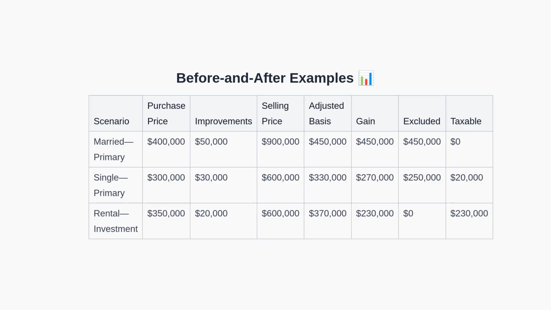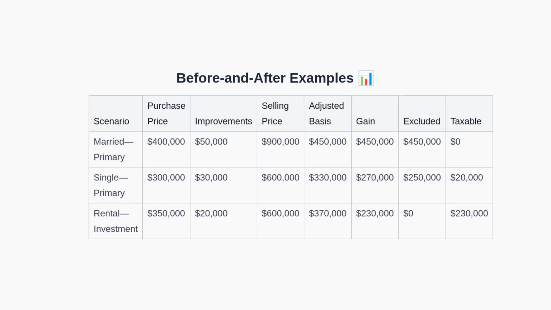In the second row, a single seller bought for $300,000, added $30,000 of improvements, and sold for $600,000. The adjusted basis is $330,000, so the gain is $270,000. Because the single exclusion cap is $250,000, $20,000 remains potentially taxable.